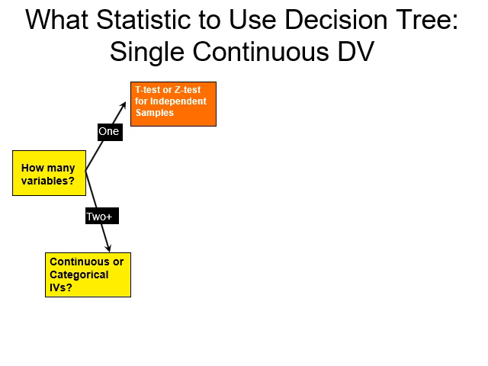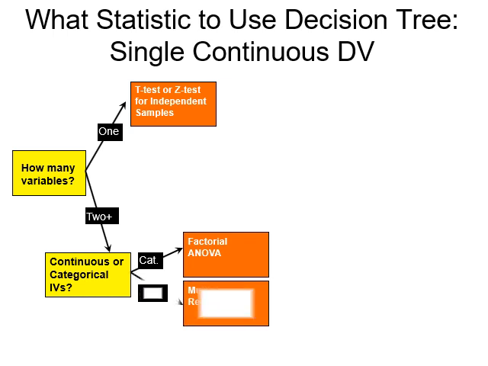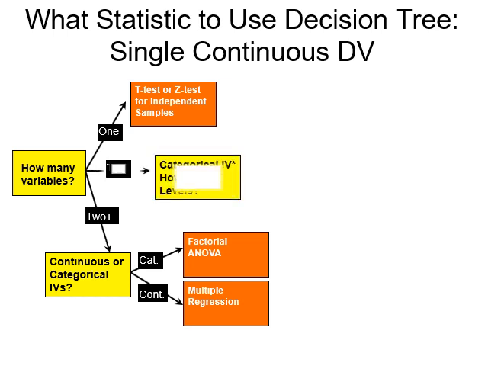You have two or more IVs. So you have a DV and two or more IVs. The next question is, are those IVs continuous or categorical? If they're categorical, we're looking at factorial ANOVA. If they're continuous, we're looking at multiple regression.